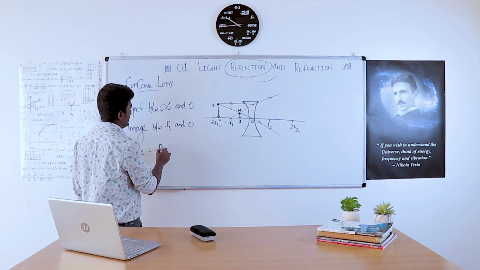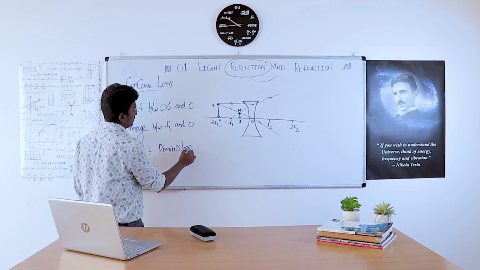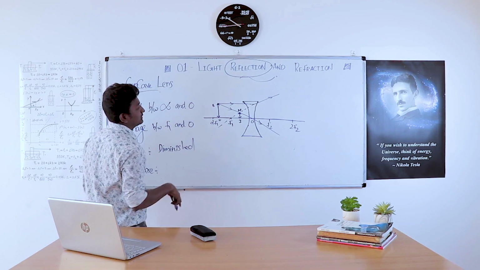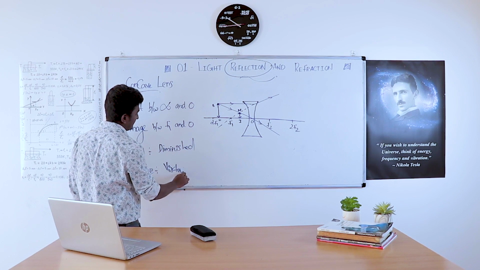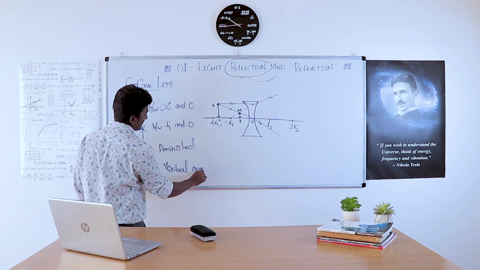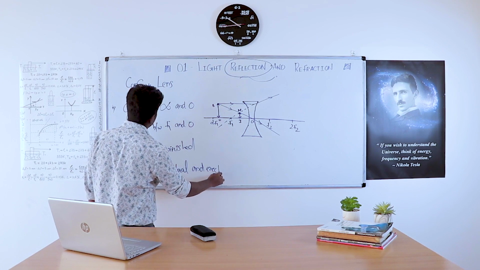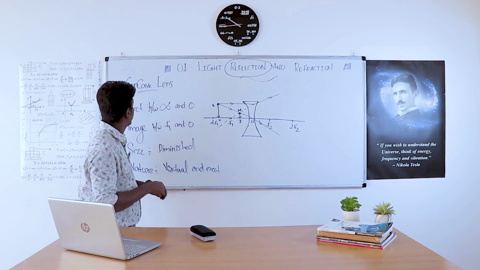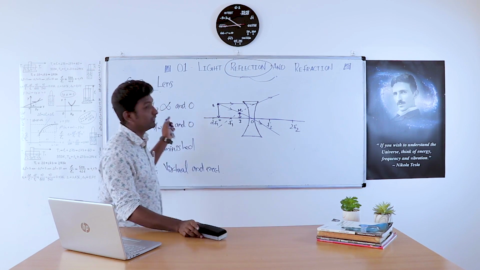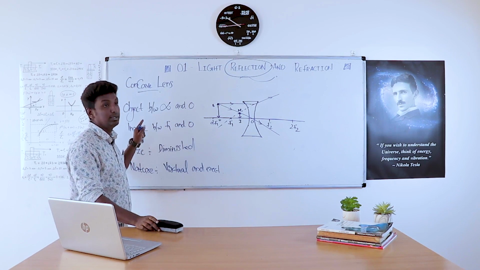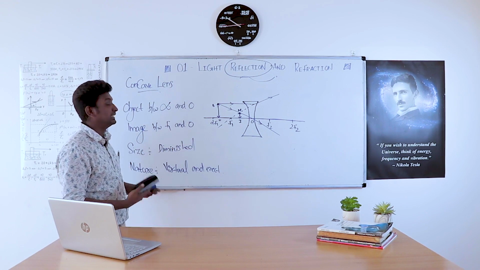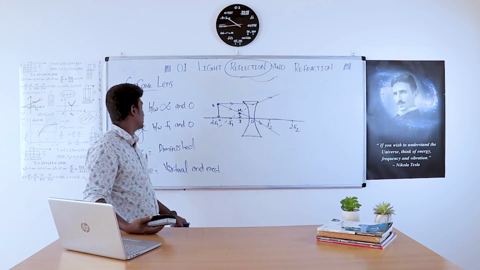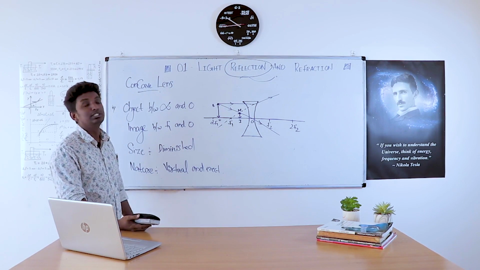Size is diminished. It is a small image. And the nature, if the image is formed on the same side, then the nature is virtual and erect. So this is the last case of concave lens image formation, object between infinity and optic center. Image is between F1 and O on the same side of the lens, the size is diminished, small image, and the nature is virtual and erect.